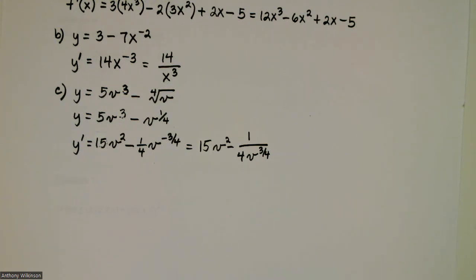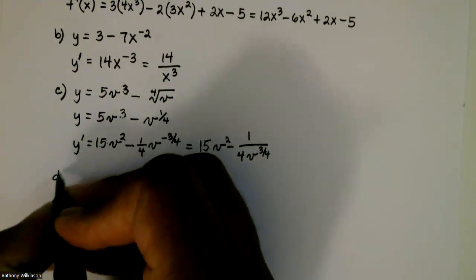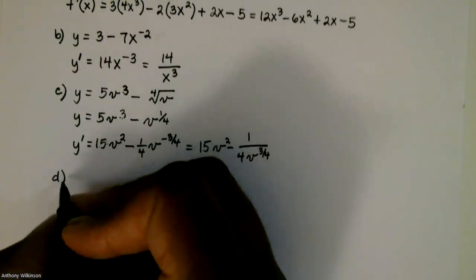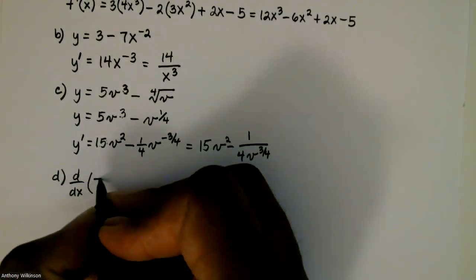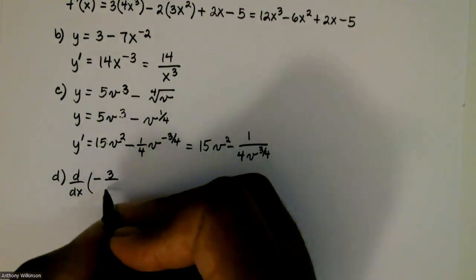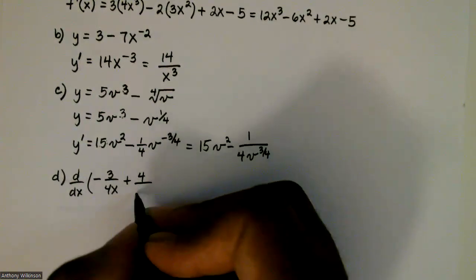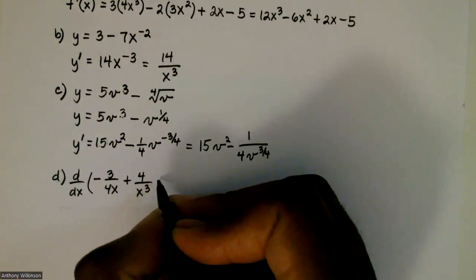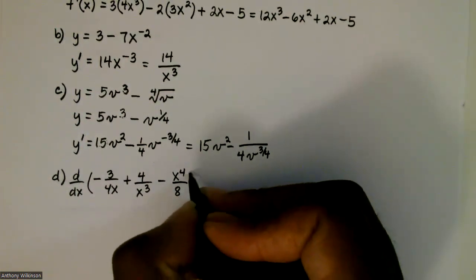All right, now part D. Here we got the derivative with respect to x of negative 3/4x plus 4/x cubed minus x to the 4th divided by 8.